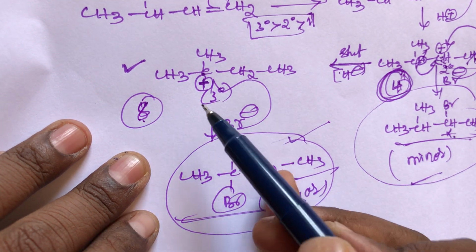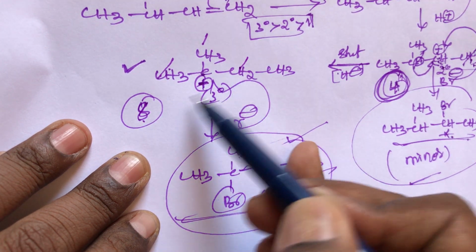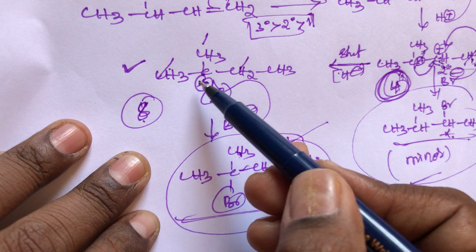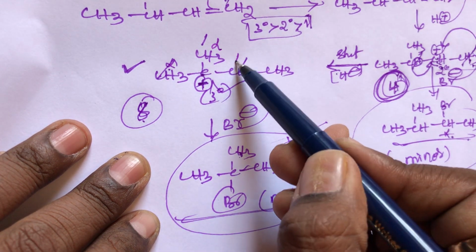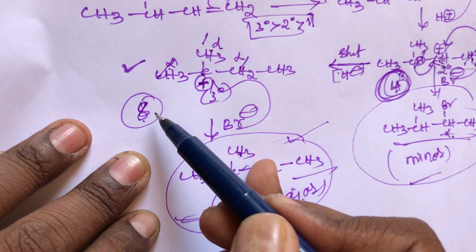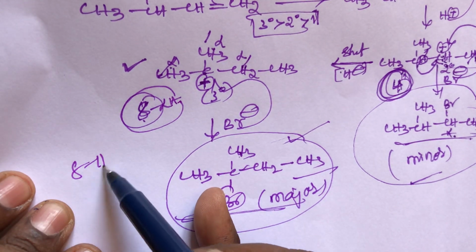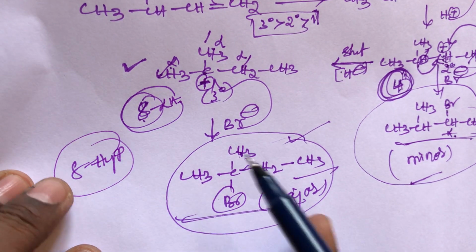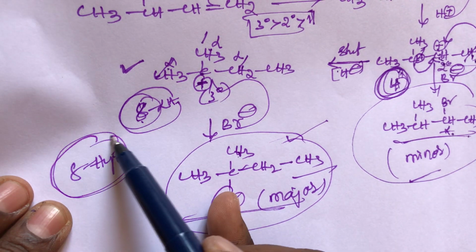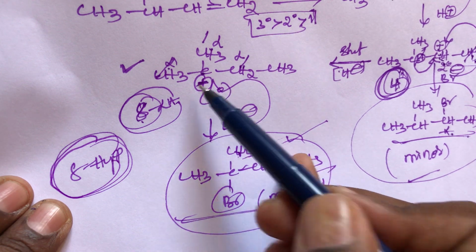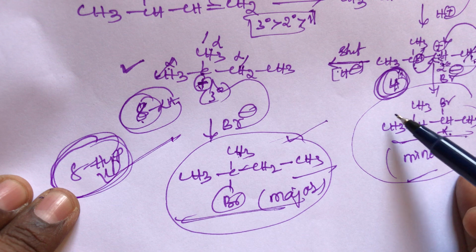Now here, the carbons beside the positive charge are alpha carbons. There are 3 alpha carbons, and these 3 alpha carbons have alpha hydrogens: 3, 3 and 2. 3 plus 3 is 6, plus 2 is 8. A total of 8 alpha hydrogens equals 8 hyperconjugates. The more hyperconjugates, the more stable the compound. Here the tertiary carbocation has 8 hyperconjugates, but the secondary carbocation has only 4.